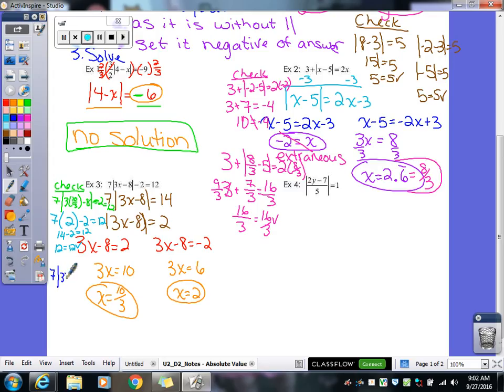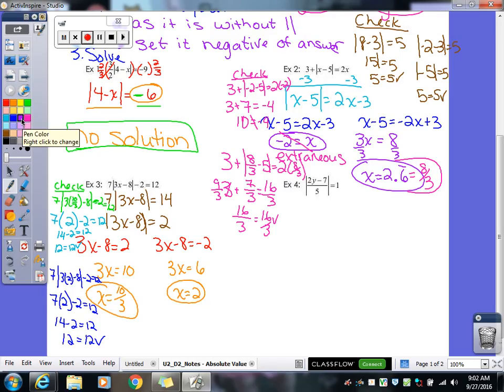Now we need to check to see if our 2 works. We got to do 3 times 2 minus 8, minus 2, see if that gives us 12. So this gives me a 6, minus 8 is negative 2. But take the absolute value of it, I get a positive 2. So again, yes, this checks. I get 12 equals 12. So we get to keep both of our answers this time.